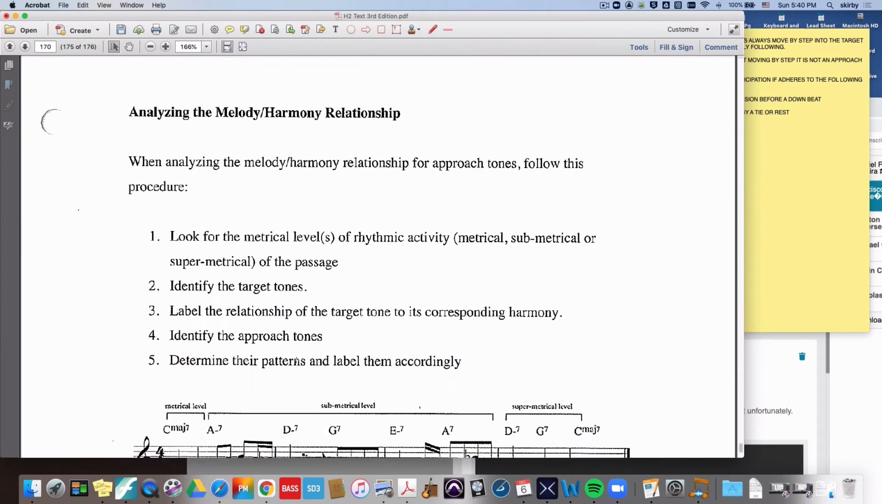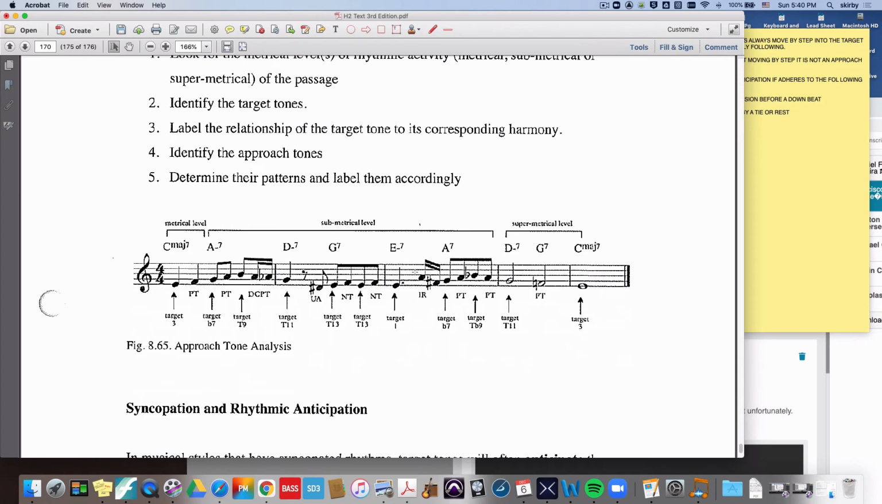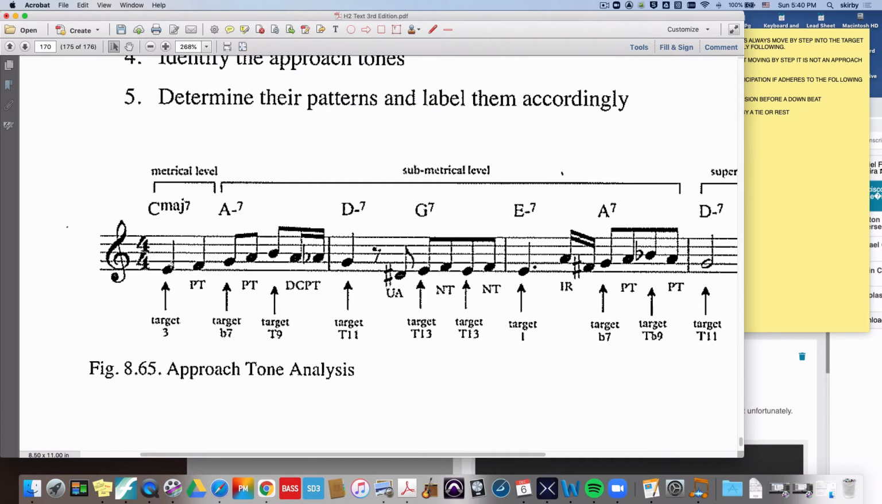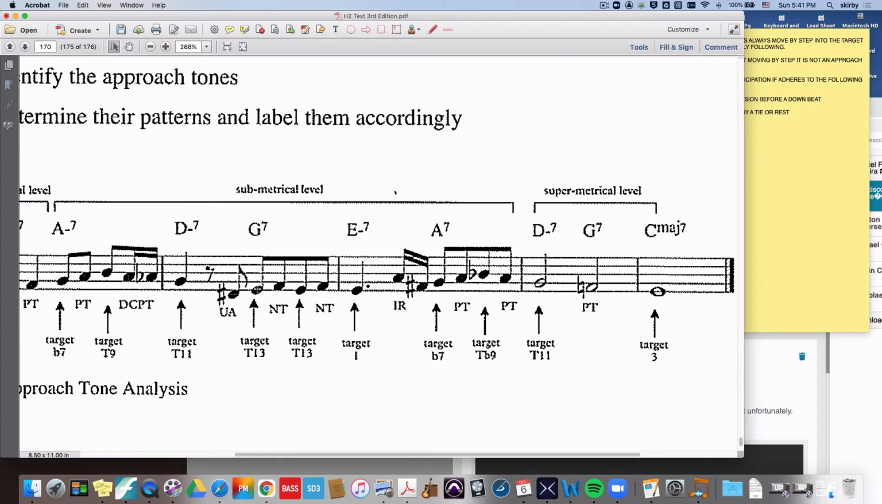And then here's an example of how a pretty complex melody would be analyzed with this method. Okay, so here we are at the metrical level, target, passing tone. Now submetrical level, target, passing tone, target, double chromatic approach, target, unprepared approach, it's preceded by a rest, target, approach, target, approach, target, indirect resolution, target, approach. These are passing tones because they're joining two notes a third apart. And there's a target, there's a passing tone because now we're at the supermetrical level, and so on.